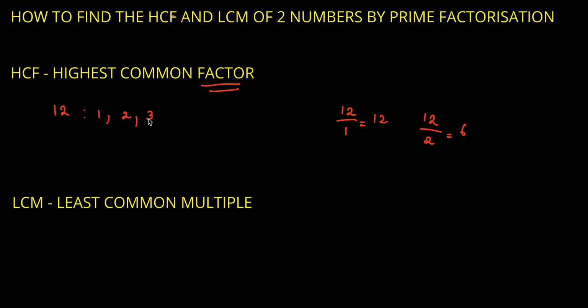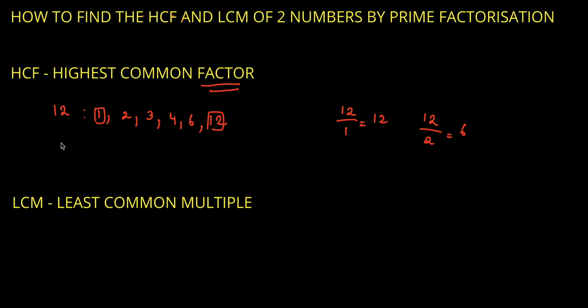3 divides 12 4 times. So that's a factor. 4 divides 12. 5 does not divide 12, so 5 is not a factor. 6 is a factor and 12 is a factor. Always, for any given number, the number 1 and the given number itself is always a factor.